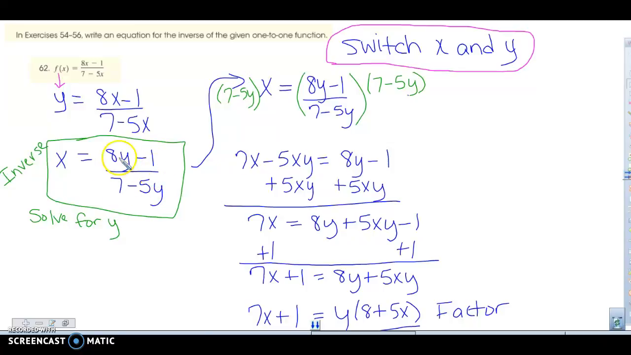So first things first, because it has a fraction in it, I'm going to get rid of the fraction by multiplying both sides by the common denominator, which in this case is 7 minus 5y. So what happens here on the right side is that will cancel with the denominator. I bring down the 8y minus 1. Over here, I'm going to get rid of the parentheses by distributing, and this is what we end up with. Now I want to get my y terms on the same side. So I chose to go ahead and add 5xy to both sides. I then added 1 to the other side because I'm trying to isolate my terms that have y's in them.